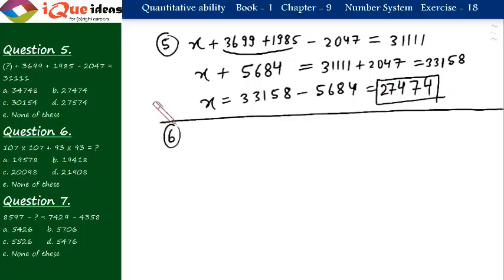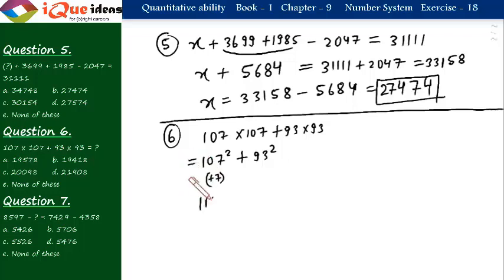Now let's take question number 6. It is 107 into 107 plus 93 into 93. Now if you remember, it is 107 square plus 93 square. Now how do we calculate 107 square and 93 square? We use the base method, base 100. This is difference plus 7. So plus 7 added to the number. So it gives us 114. That is the first part. And the second part will be the square of the difference. So 7 square is 49.